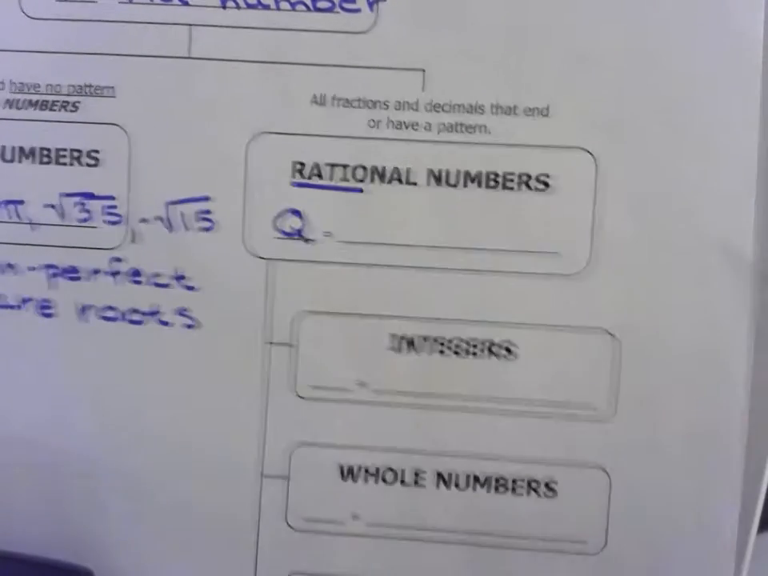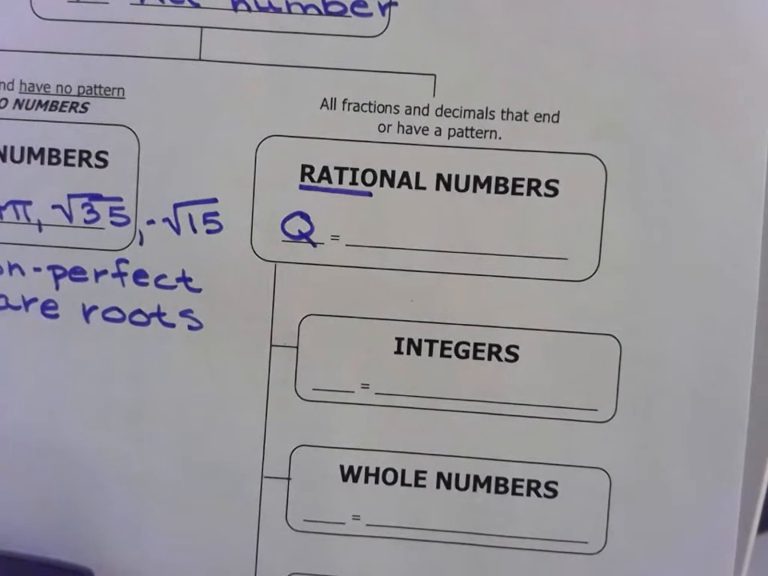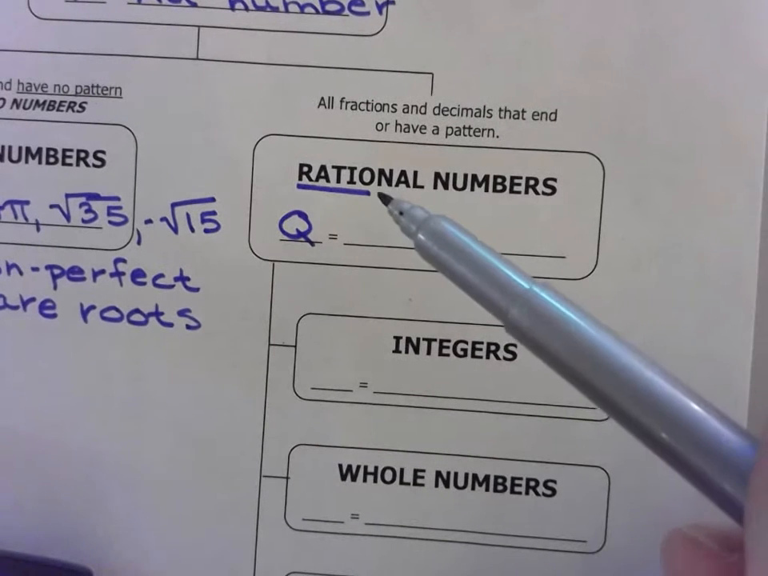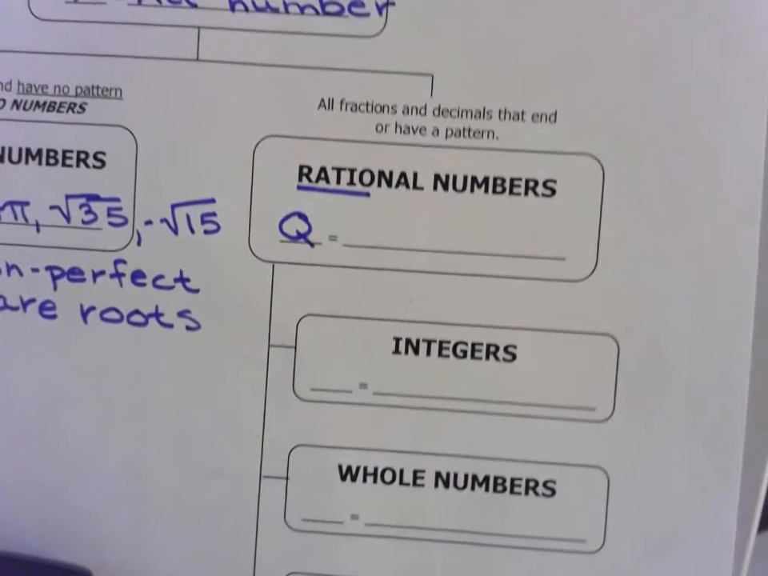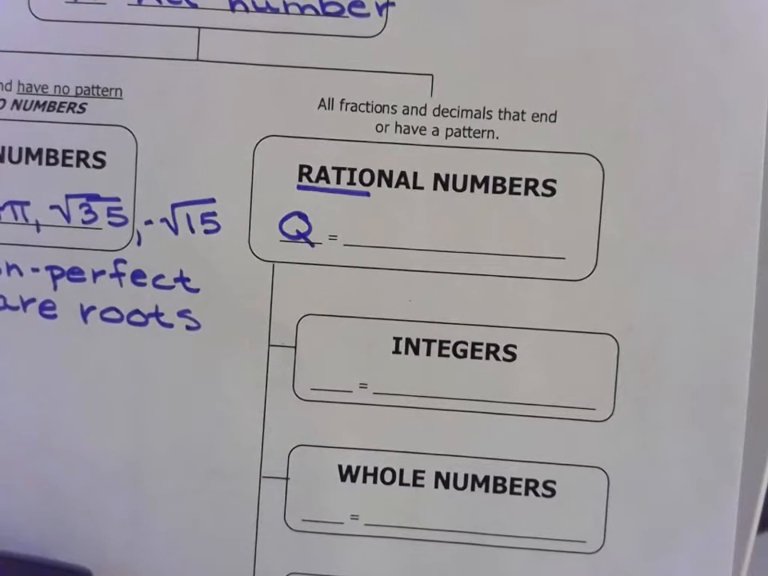Ratio. If I think of a ratio, a ratio is a fancy math word that basically means a fraction. So if you see rational, we think fraction. Now, what operation does the fraction bar represent? Add, subtract, multiply, divide. Divide. And what's the name for a division problem?